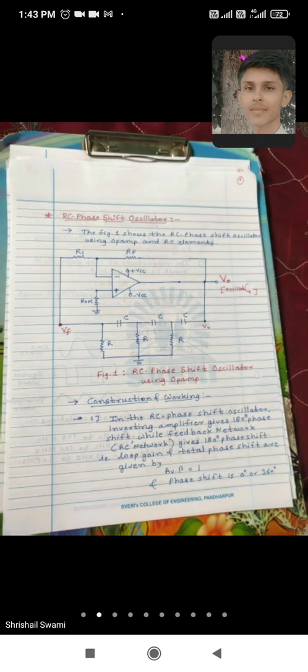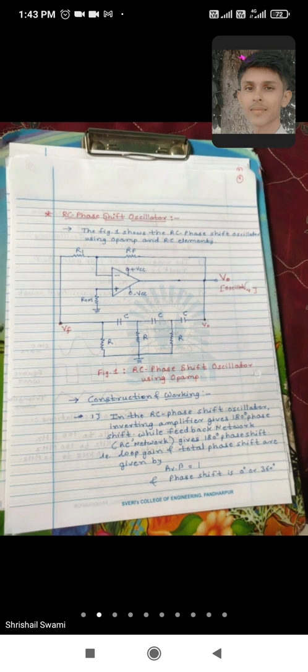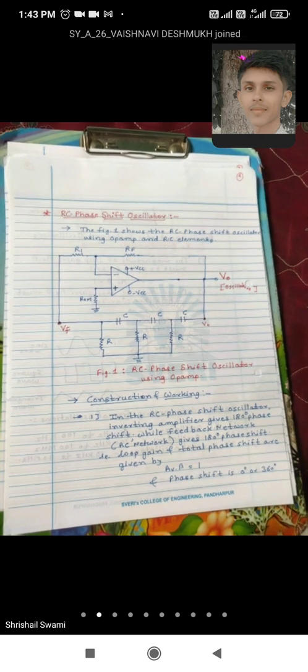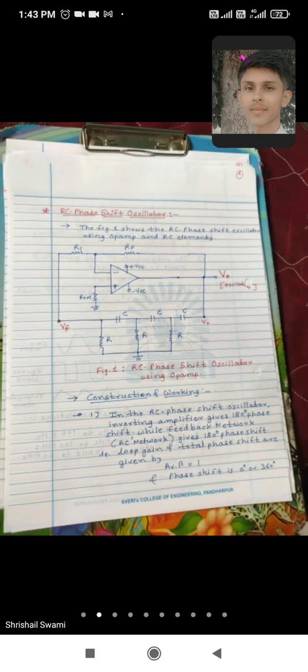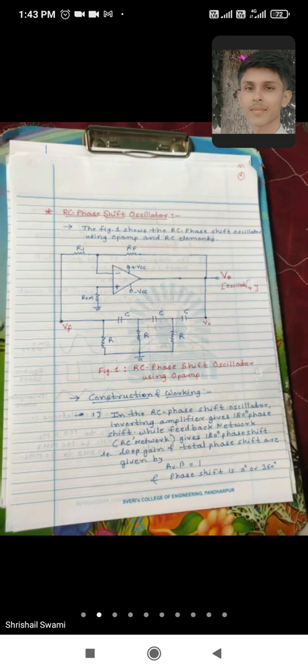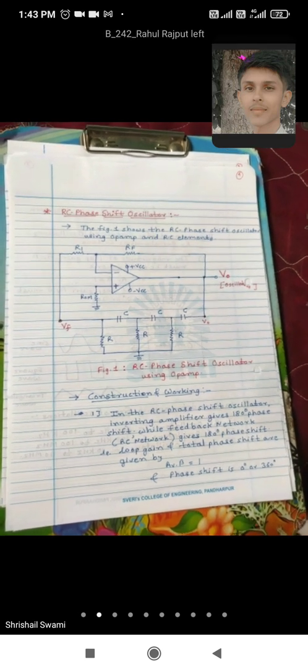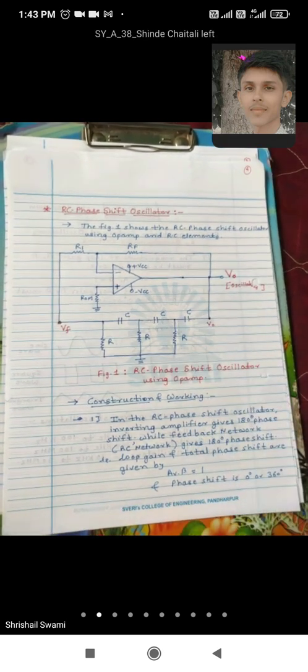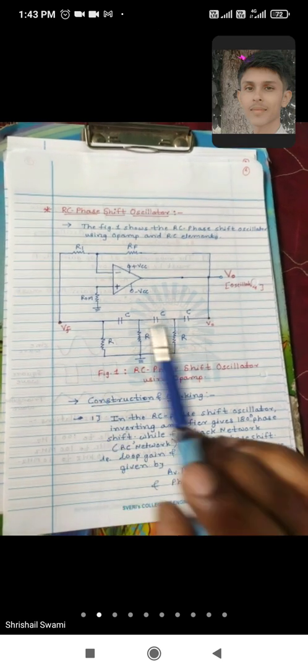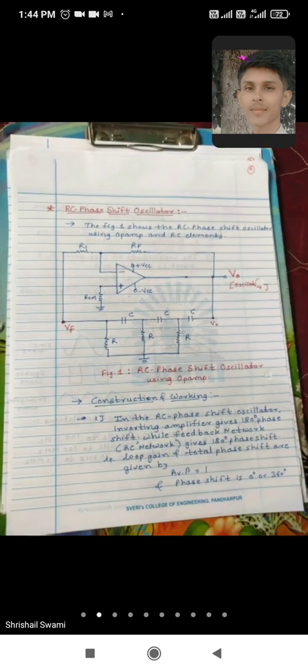Next, we started. There are three types of oscillator we have to understand in this chapter. First one is the RC phase shift, second one is the Wien bridge, and third one is the quadrature. So in the last lecture, we completed the RC phase shift oscillator.